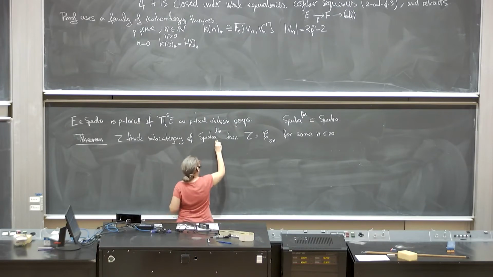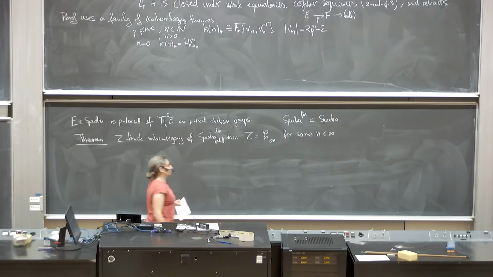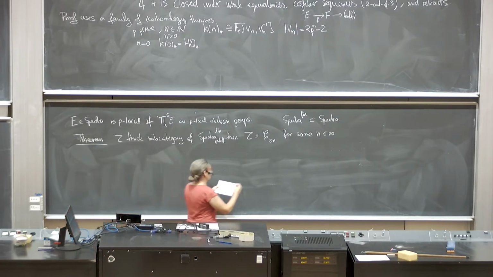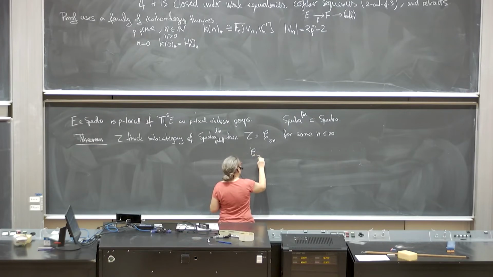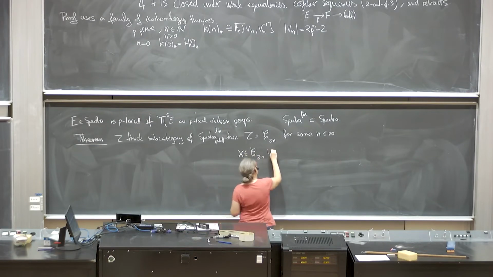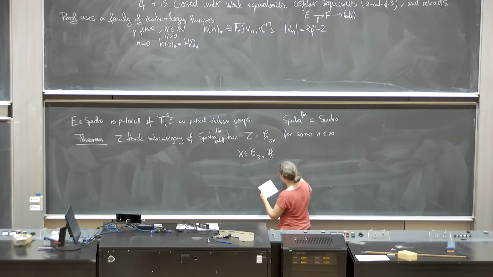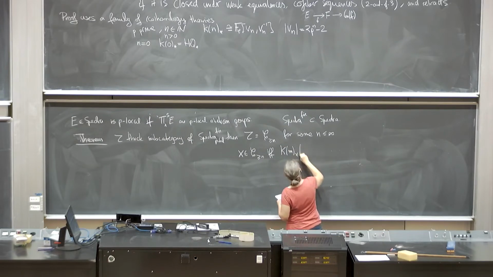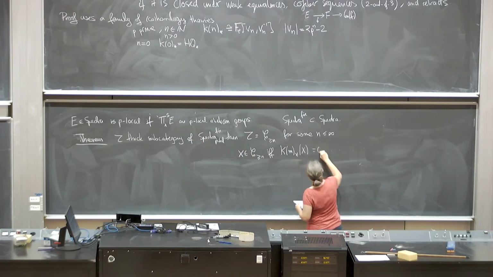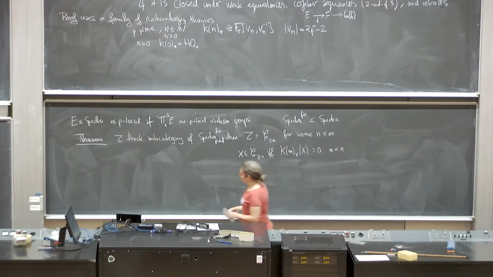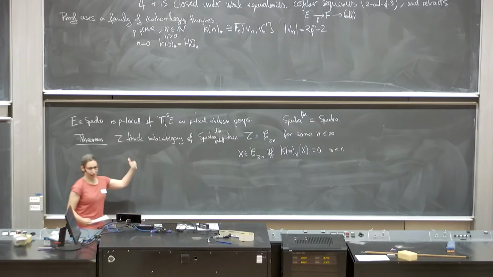Of p-local finite spectra will reduce to these thick subcategories. Say X is in one of those categories if and only if the Morava K-theory K(m) applied to X is 0 for all m less than n. And the other way around is to show that all these categories are thick.